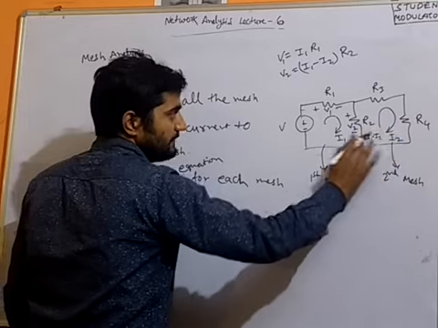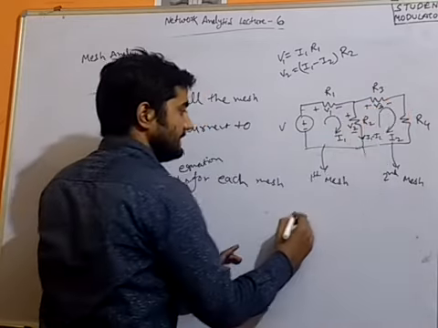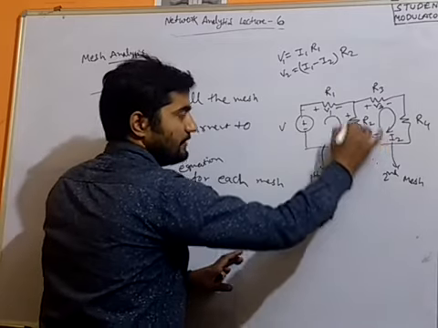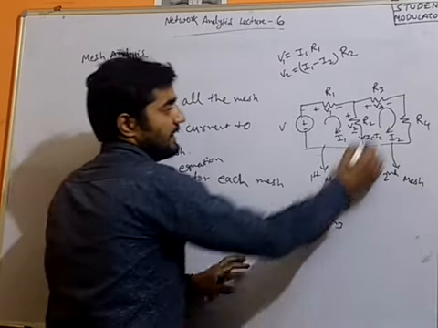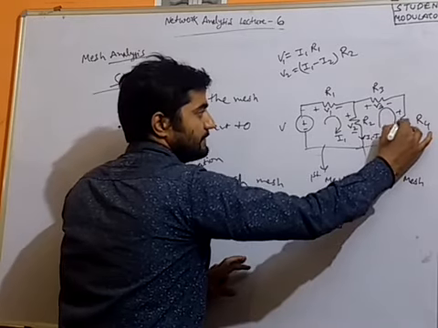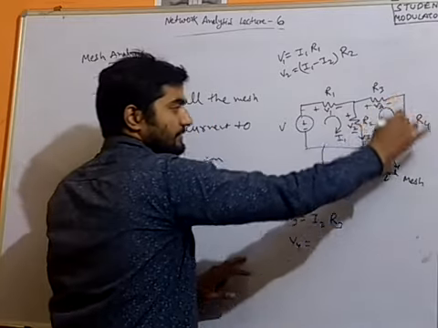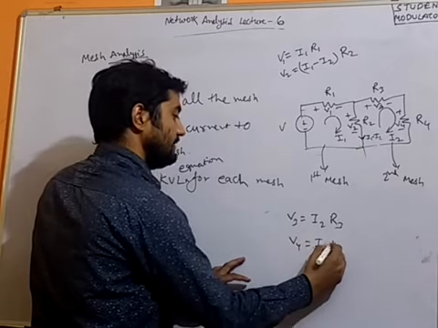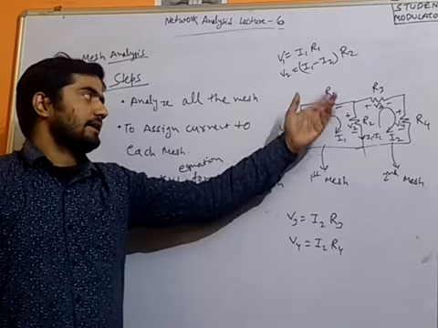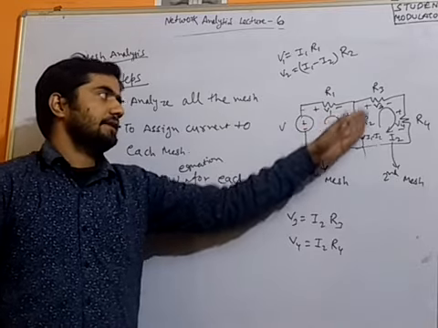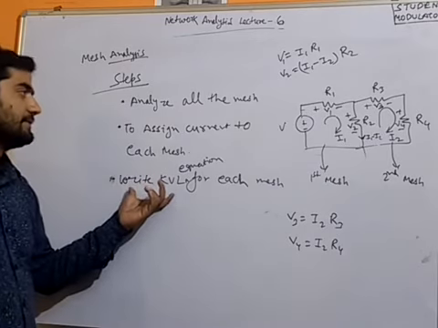And similarly we will try to find the voltage drop across R3. V3 equals I2 into R3, as only I2 is flowing through this R3. Again we can find V4 across the resistance R4. Again only I2 is flowing through it, so V4 equals I2 into R4. So overall we have got all the voltage drops across the resistances R1, R2, R3 and R4. Now we have to apply the KVL equation for this mesh.